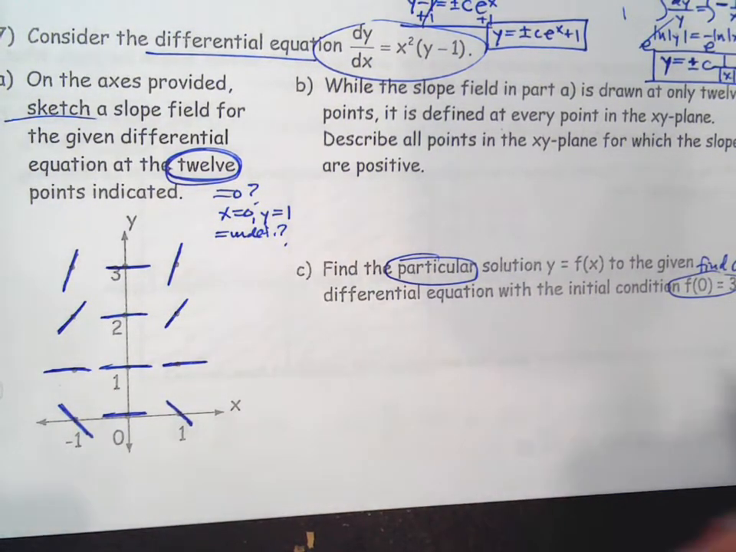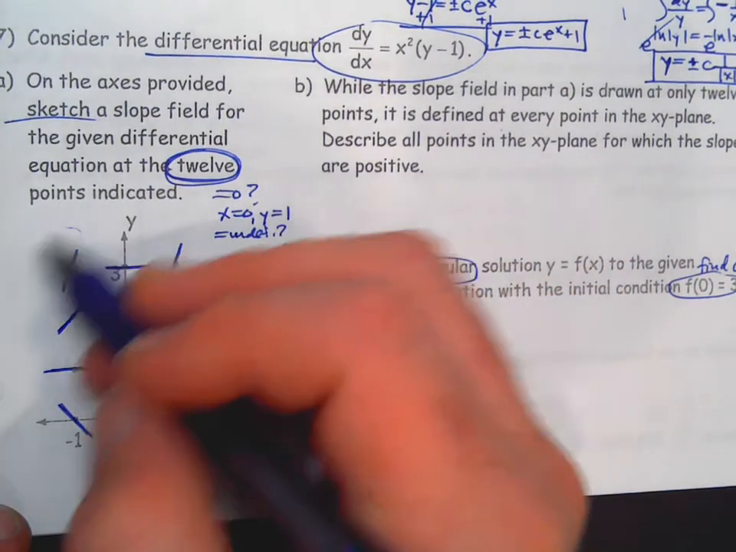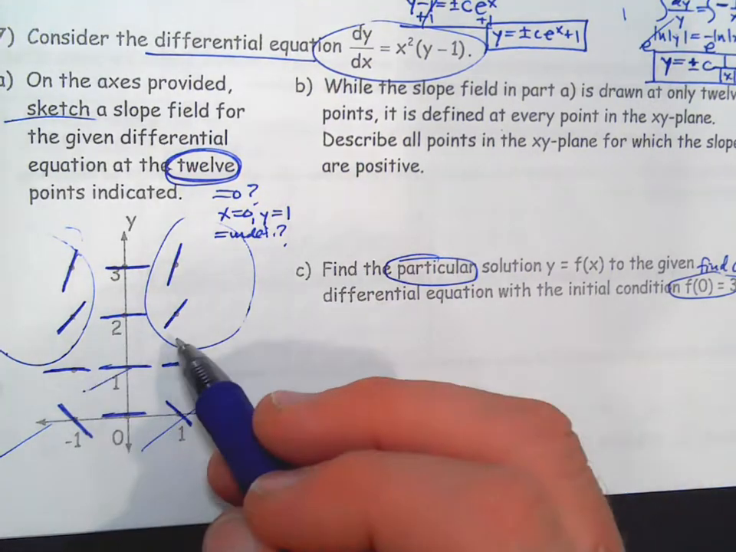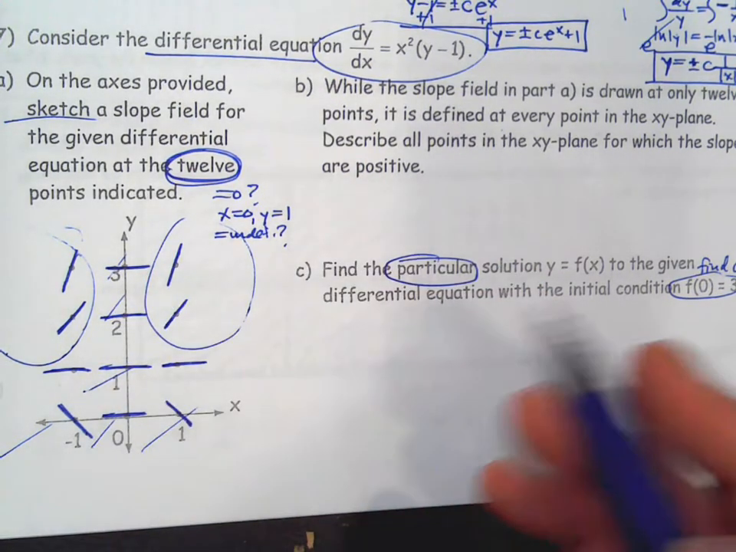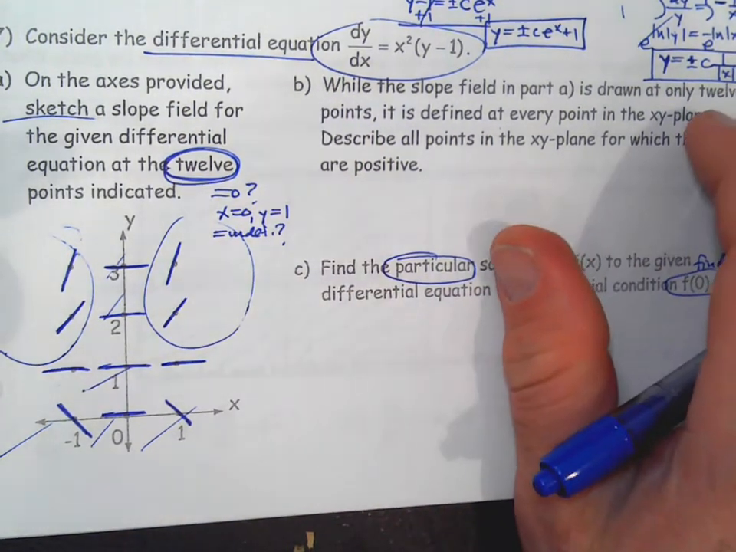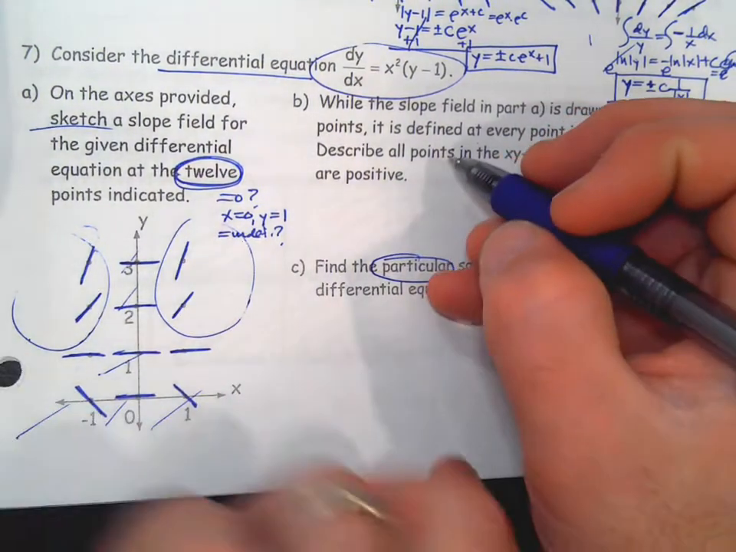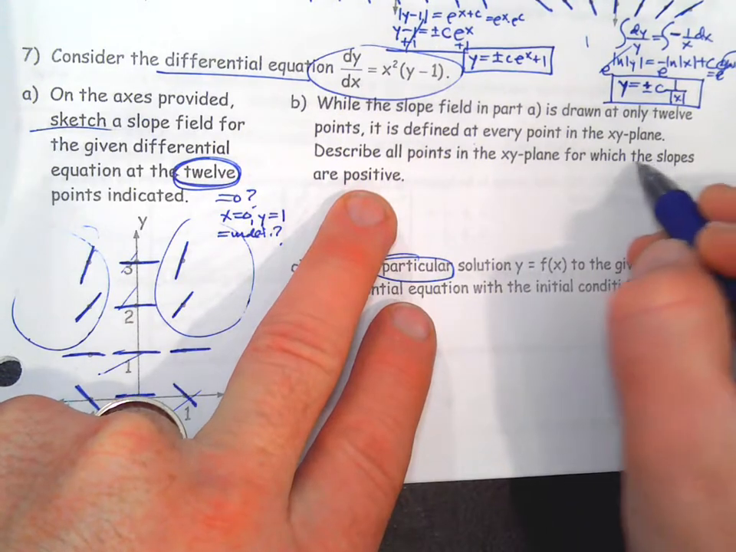Now, you could look at this picture to kind of get a rough idea. It looks like they're positive here and here, not here, not here, not here, not here. But really, I wouldn't rely on the picture. The picture should confirm it, but I'm going to use algebraic techniques. So when does it have positive slopes?